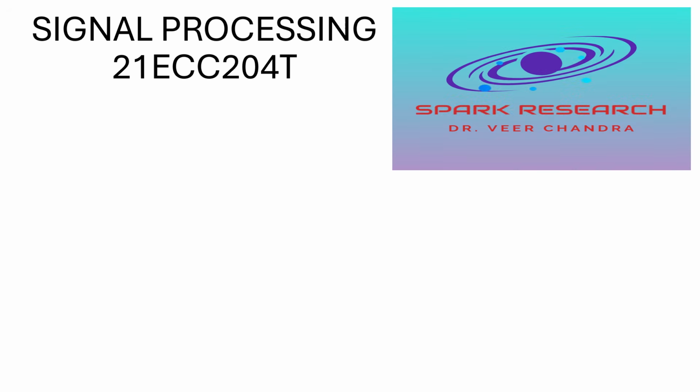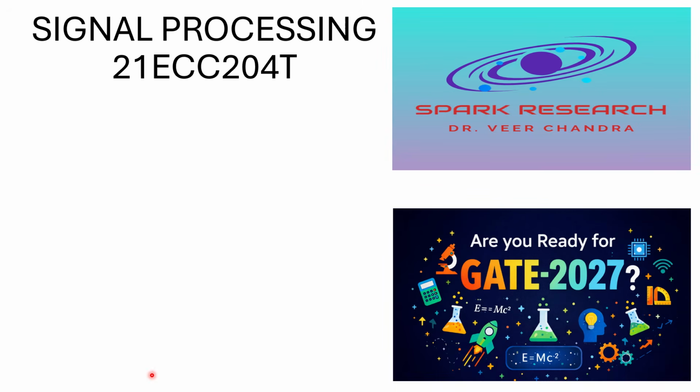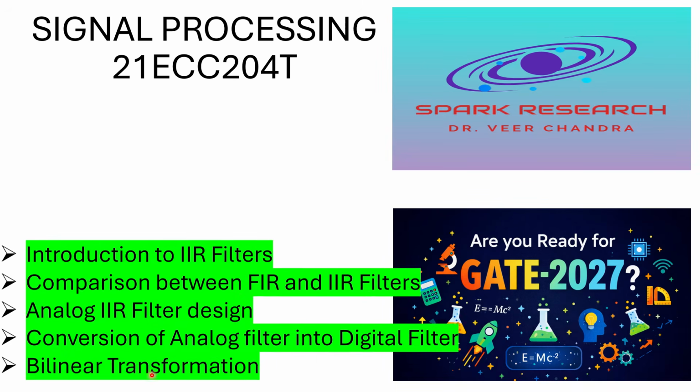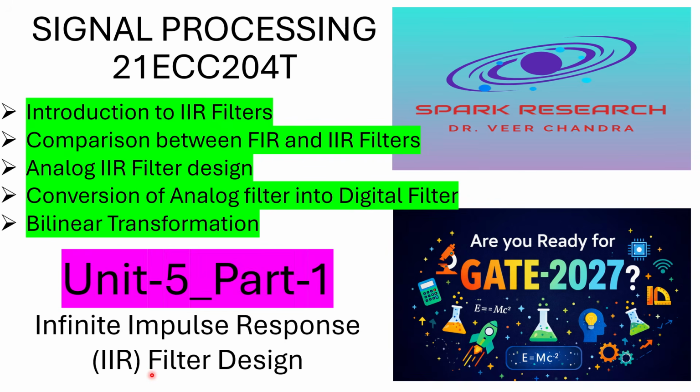This is another session of this course, Signal Processing, and in this session we are going to take the contents from the fifth unit, right? So, what are the contents? We will look into the introduction to the IIR filter, comparison between FIR and IIR, and we will look at how an analog IIR filter can be designed, also how to convert the analog to a digital filter, and the bilinear transformation.